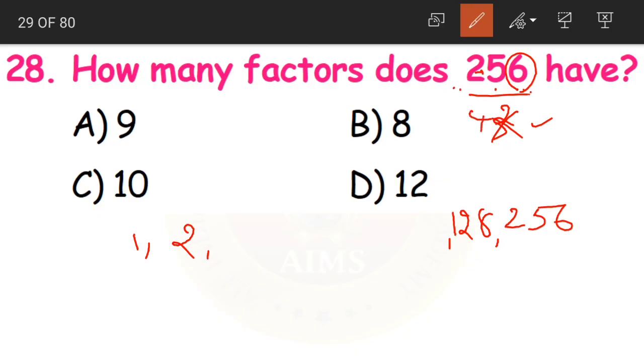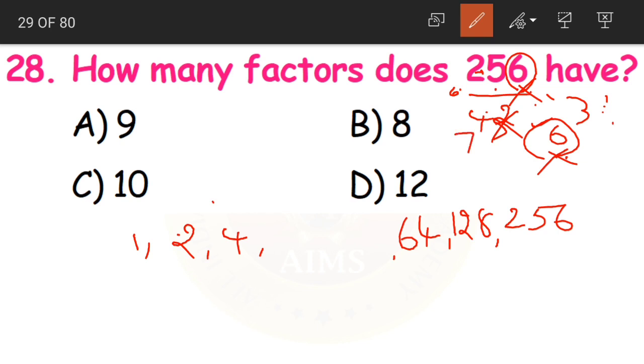Now will it come in 4 table? Yes, it will come in 4 table. 4 sixes are 24, 4 fours are 16. 64 fours are 256. Now will it come in 5 table? No. Will it come in 6 table? No, because it is not divisible by 3. For it to be divisible by 6, it should be divisible by both 2 and 3. Now will it come in 7 table? 7 threes are 21, 46. No, it will not come in 7 table as well. Will it come in 8th table?